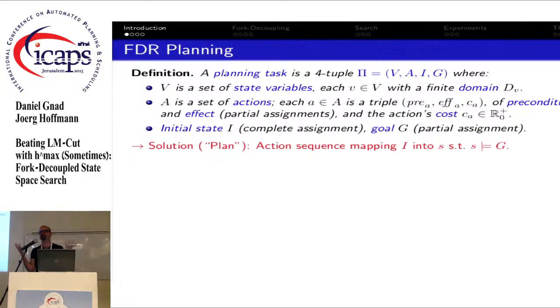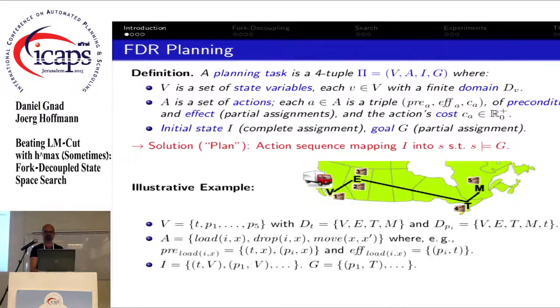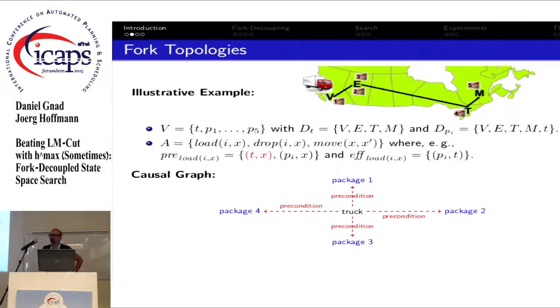Okay, this is just saying we're using multiple valued state variables. This is saying I'm going to be using a logistic style problem to illustrate. Now, here's already sort of the idea in a nutshell. When you look at this example here, if you're familiar with causal graphs, you know that this is what the causal graph looks like. It's basically saying each package depends on the truck, because the truck provides the preconditions the package needs to be loaded and unloaded.